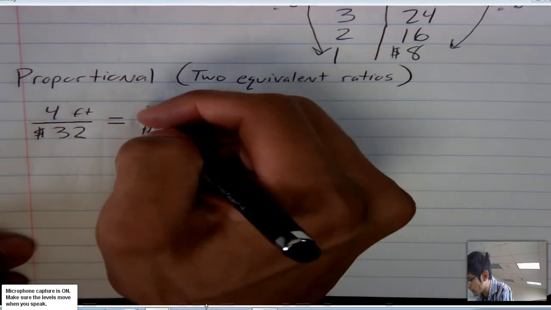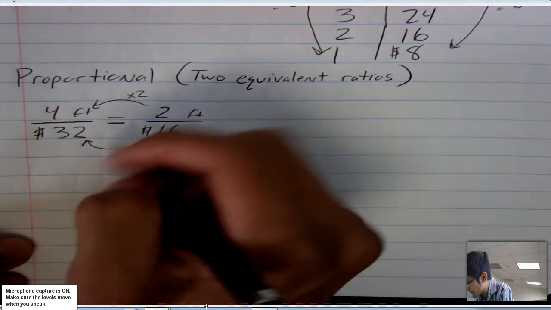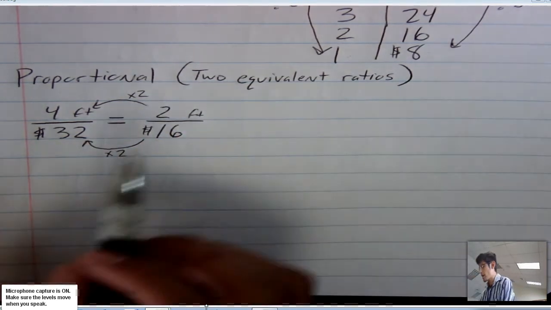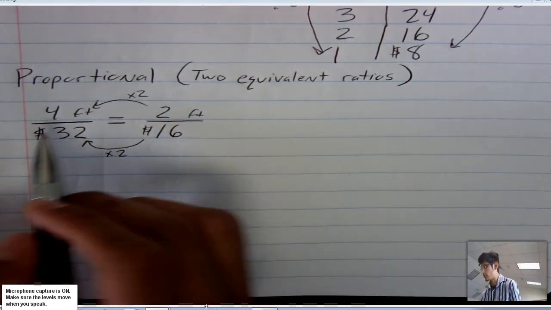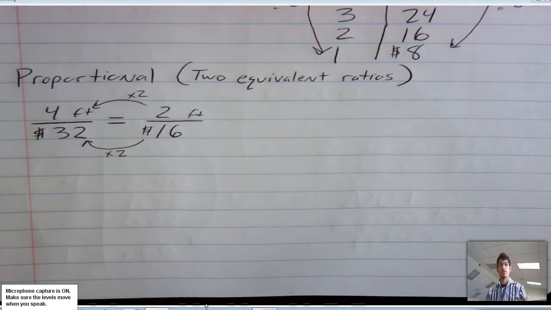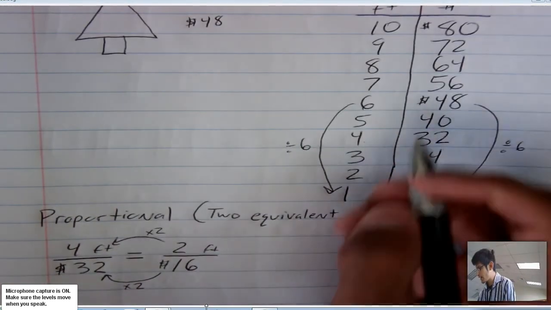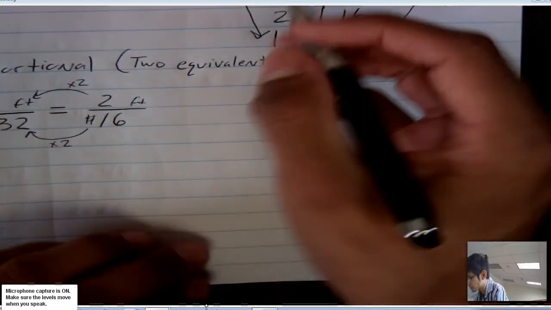Because what I do here is I do 2 times 2 is 4, and 16 times 2 is 32. So those are proportional. So a proportion is 2 equivalent ratios written as fractions that mean the same thing. Let me show you another example from my chart here. We say that a 5-foot Christmas tree will cost $40.